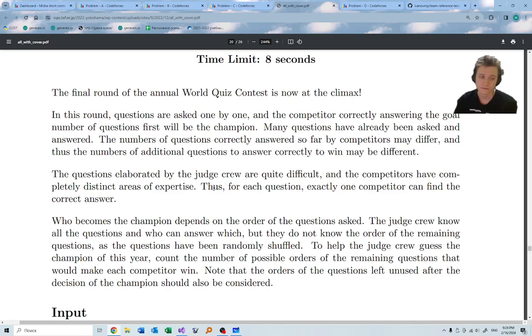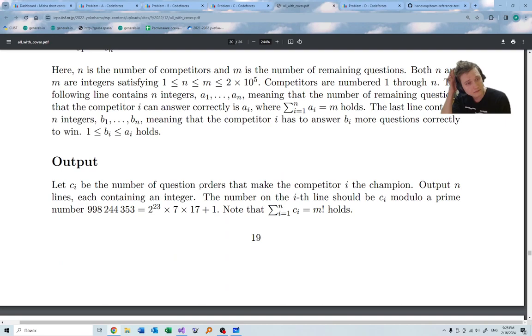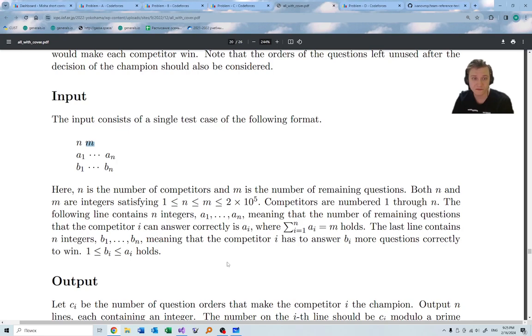So first of all, we have the number of competitors and the number of remaining questions. Then we have AIs, meaning that among the remaining questions, competitor I can correctly solve AI. And then we have BIs, meaning that to win, the competitor I has to answer BI more questions. And 15 seconds for this problem.